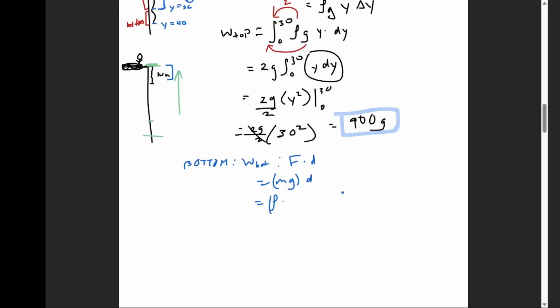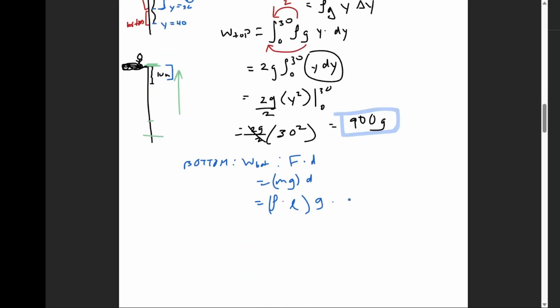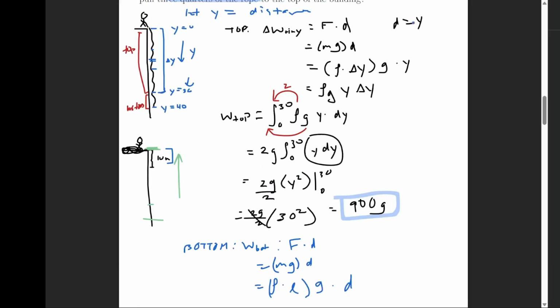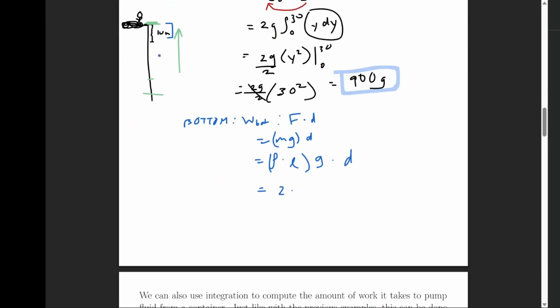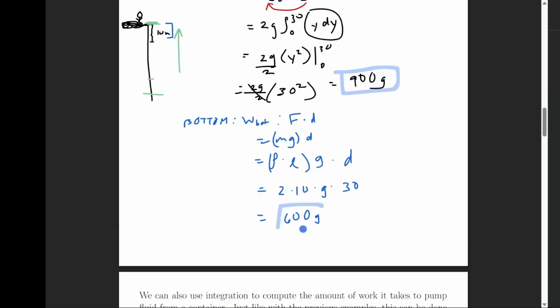So I'll still write L right here for length, and then the G, and then distance, in this case, as I just said, it's all moving 30 meters up, right? But I'm just going to write D so we don't get confused. So now we can substitute in. Rho, the density, is 2 times the length, which is 10, times gravity times the distance, which is 30. And then you multiply all that, so that's 300, 600 G. W total is going to equal 900G plus 600G, which is going to equal 1500G, and that's going to be our answer for this.